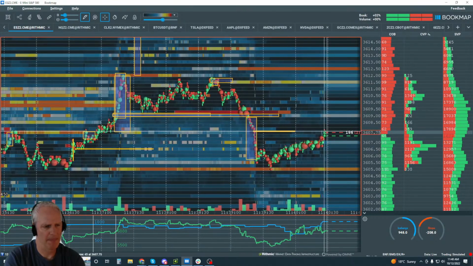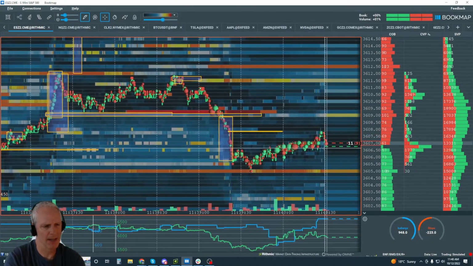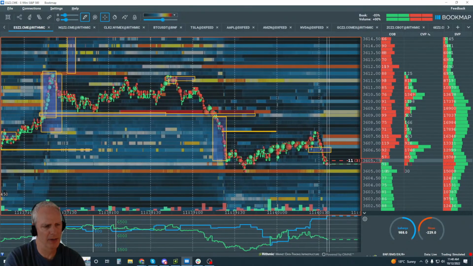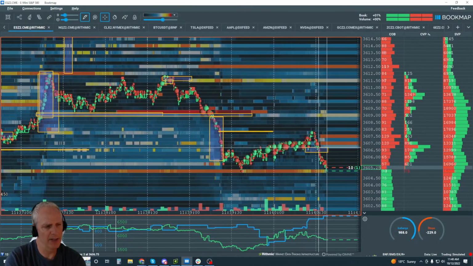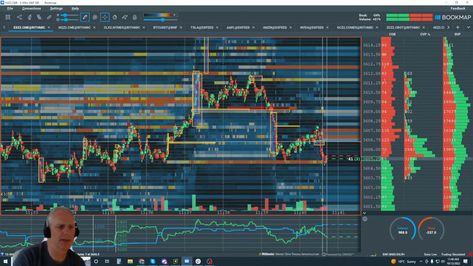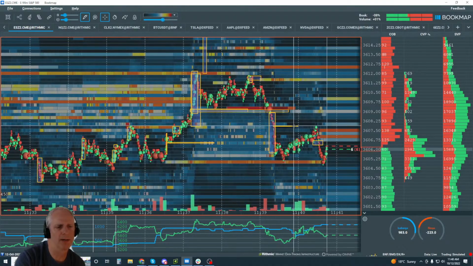Okay, let's see. Now we're looking for sellers here right now, and the move. Not convincing selling in there, that's for sure. It's working, it's doing it. Again, not convincing selling in there. We did get the pullback here.